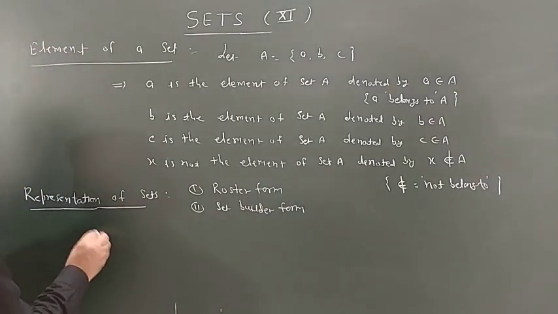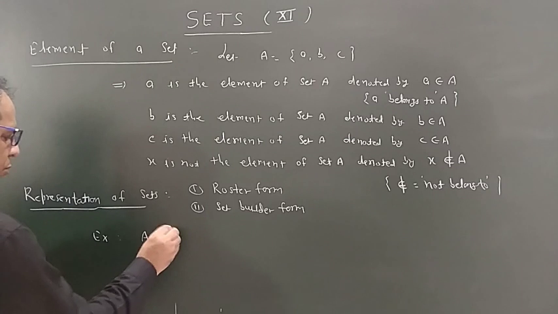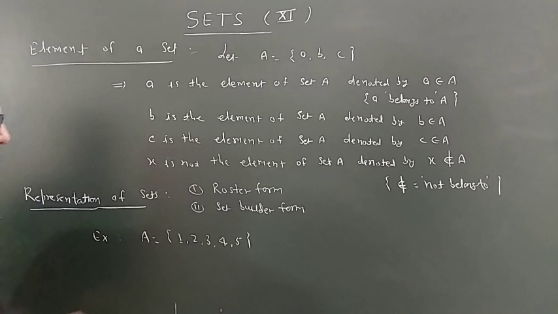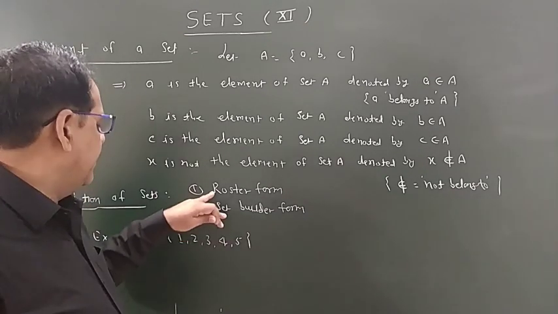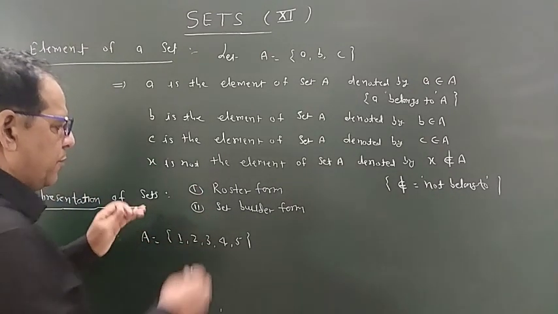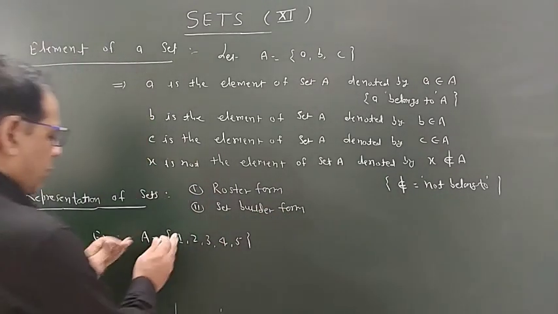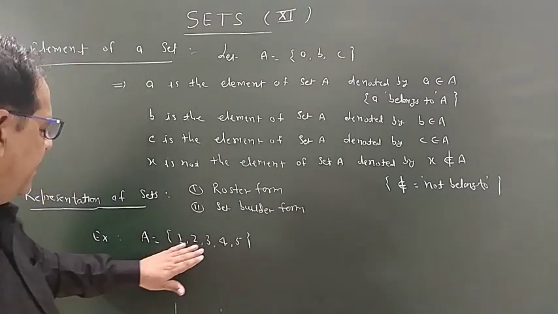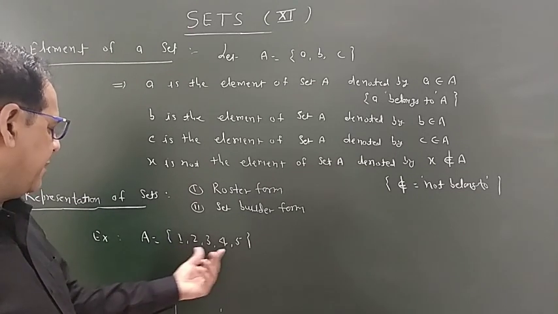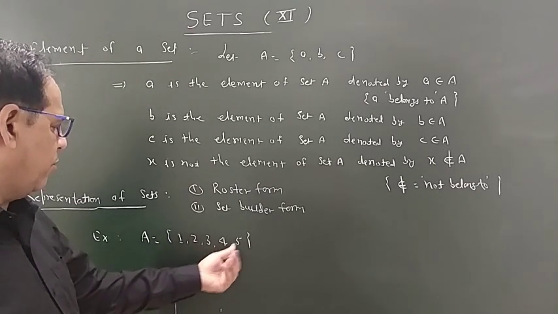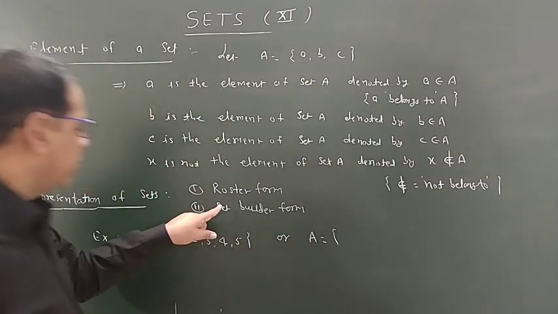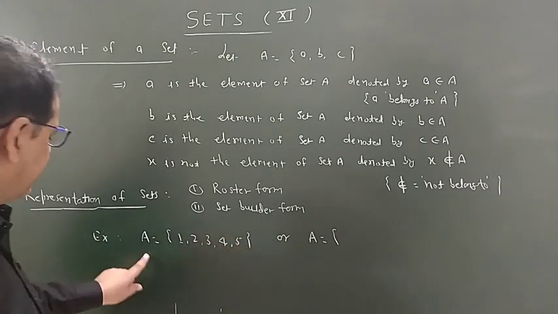For example, A equal to {1, 2, 3, 4, 5}. Here we define both ways of representation together, so you can distinguish between the roster form and set builder form. A equal to {1, 2, 3, 4, 5} means each member of the set A is written clearly and separately: first 1, 2, 3, 4, 5. This is the roster form.